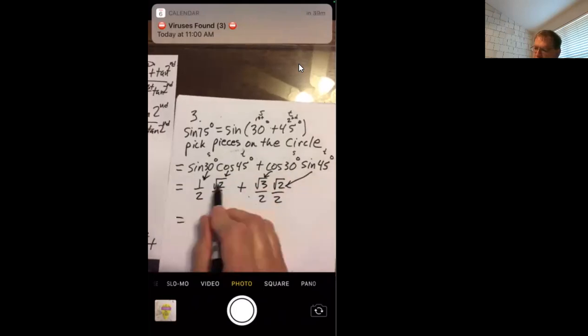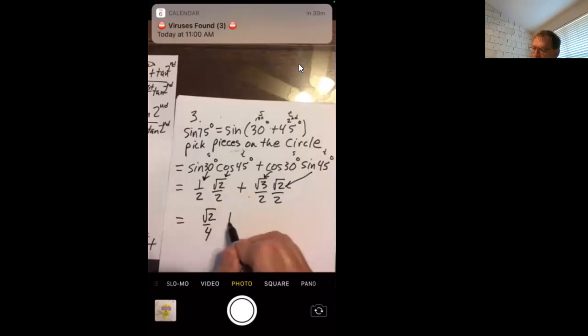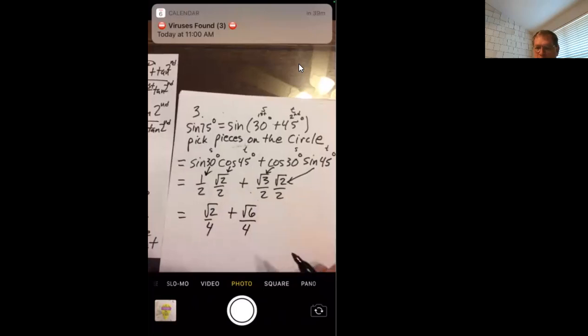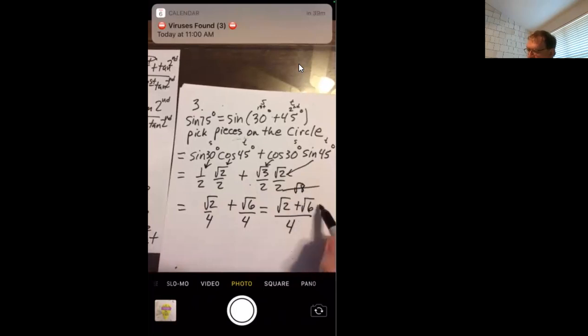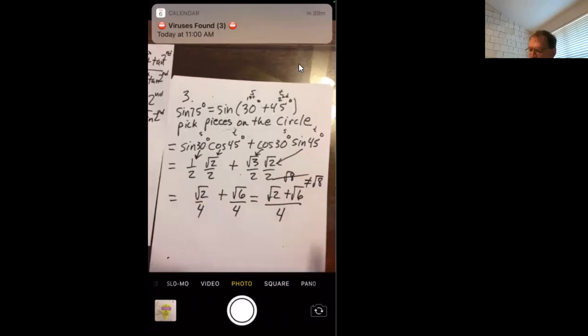Well, this is going to give you root 2 times 1 is root 2 over 4, plus root 6 also over 4. You can put this together as root 2 plus root 6 over 4. And I hope you know, don't get root 8. These are unlike pieces, you can't simplify them.